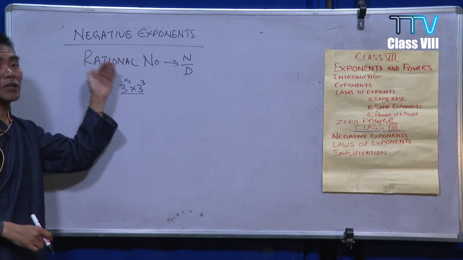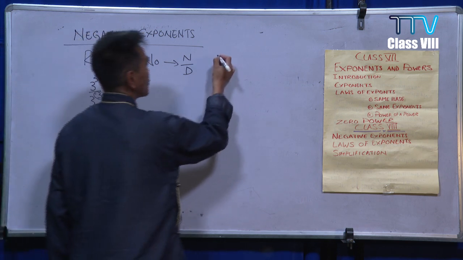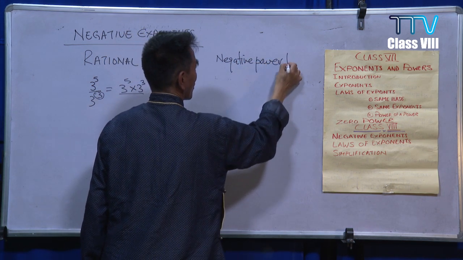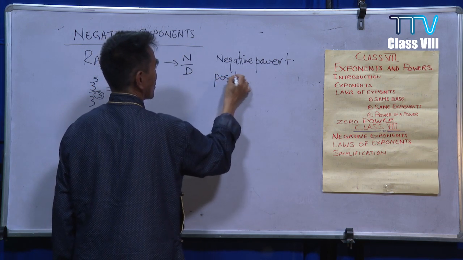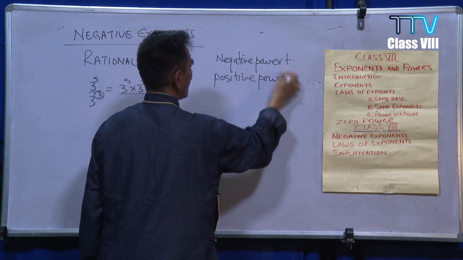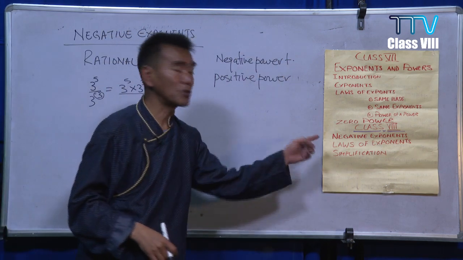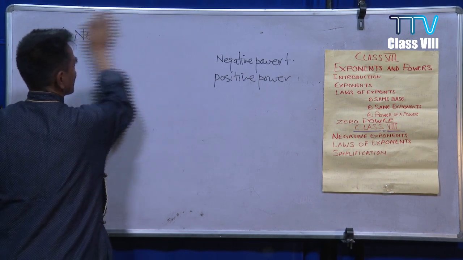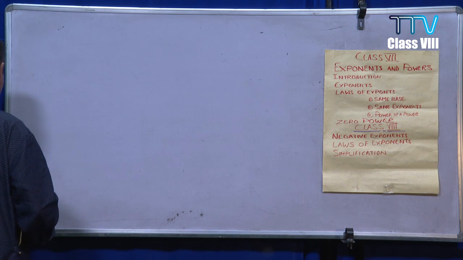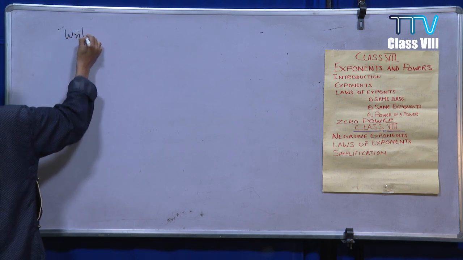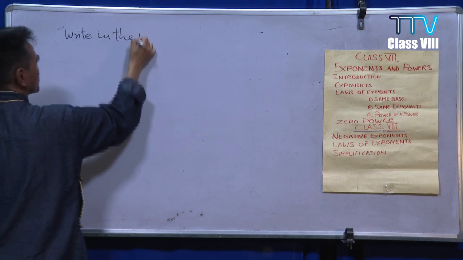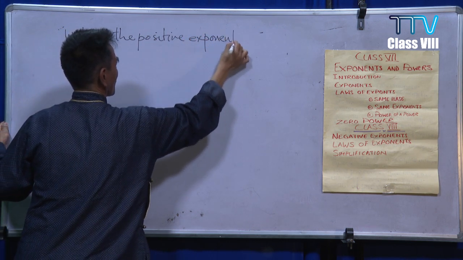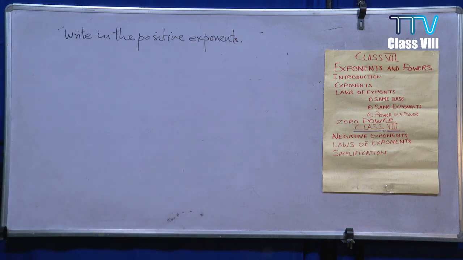Negative exponent comes, so we change negative to positive in the correct place. So this is the conversion of negative exponent x power to positive power, or negative exponent to positive exponent.